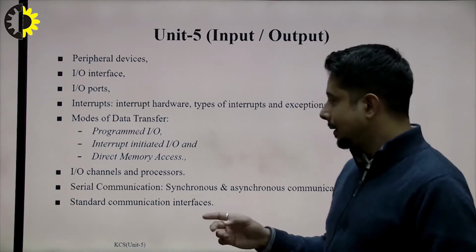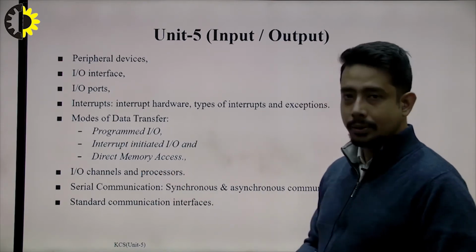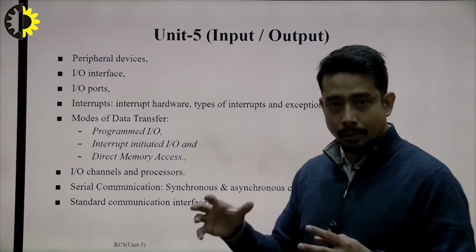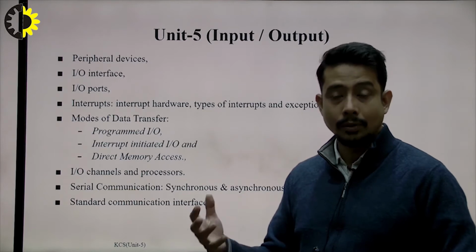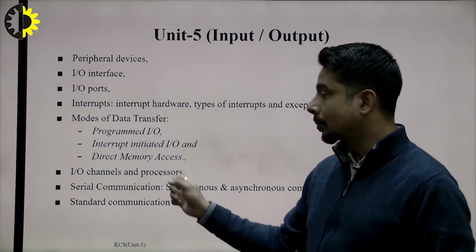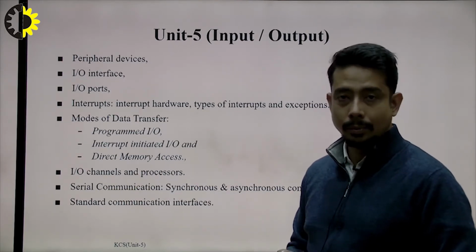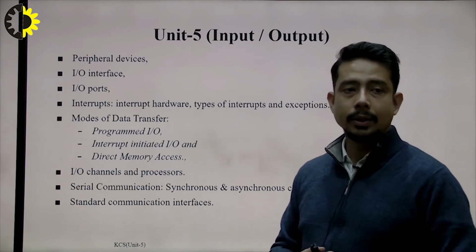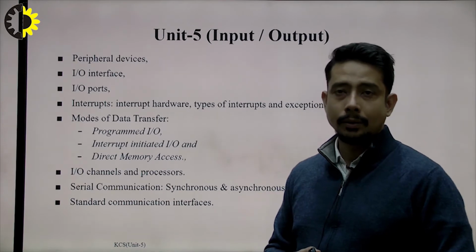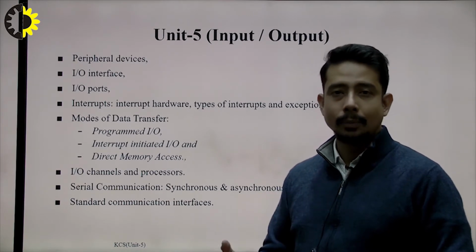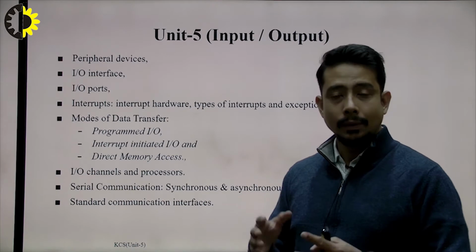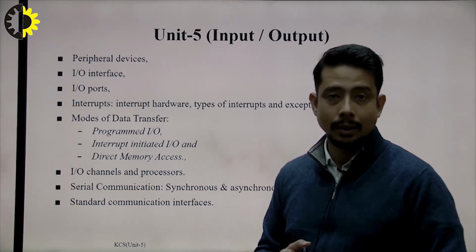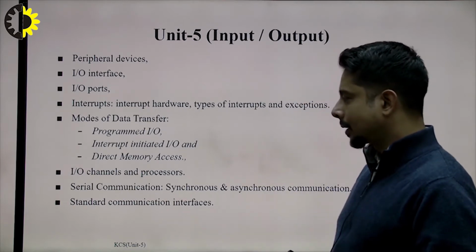Next comes input output channels and processors. This is also a part of the input output interface, how the modes of data transfer are done. So we need input output channels, and we need an input output processor also. Then we'll discuss serial communication, where we'll talk about simplex, half duplex, then full duplex. Then we will try to understand the types of serial communication, synchronous and asynchronous communication. That we will discuss last.